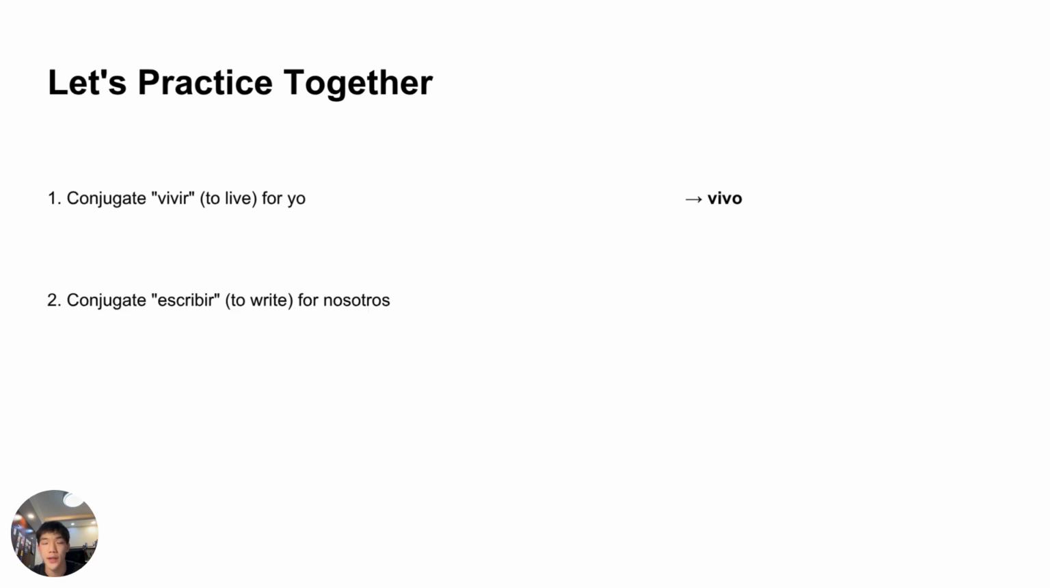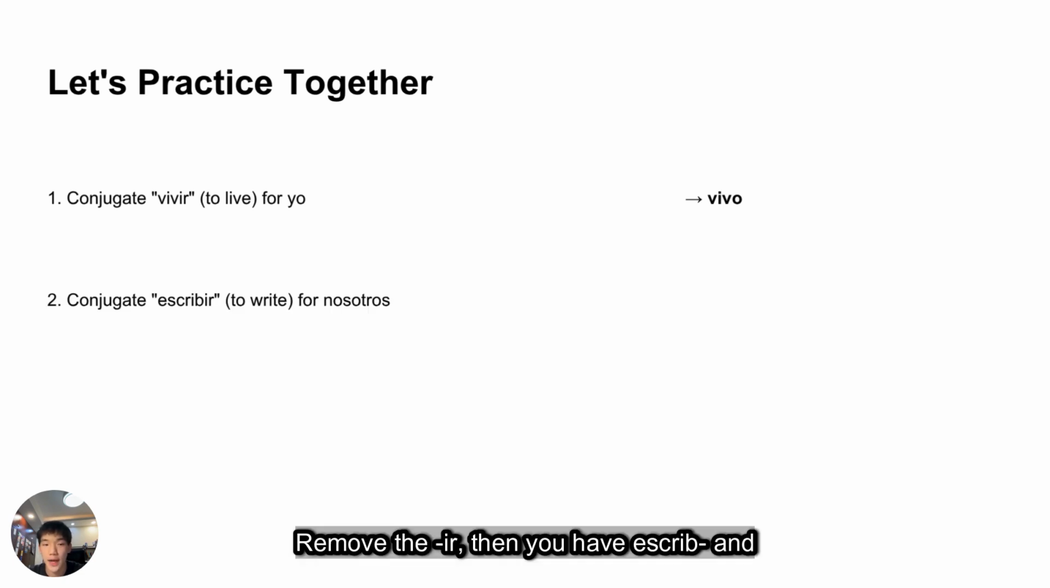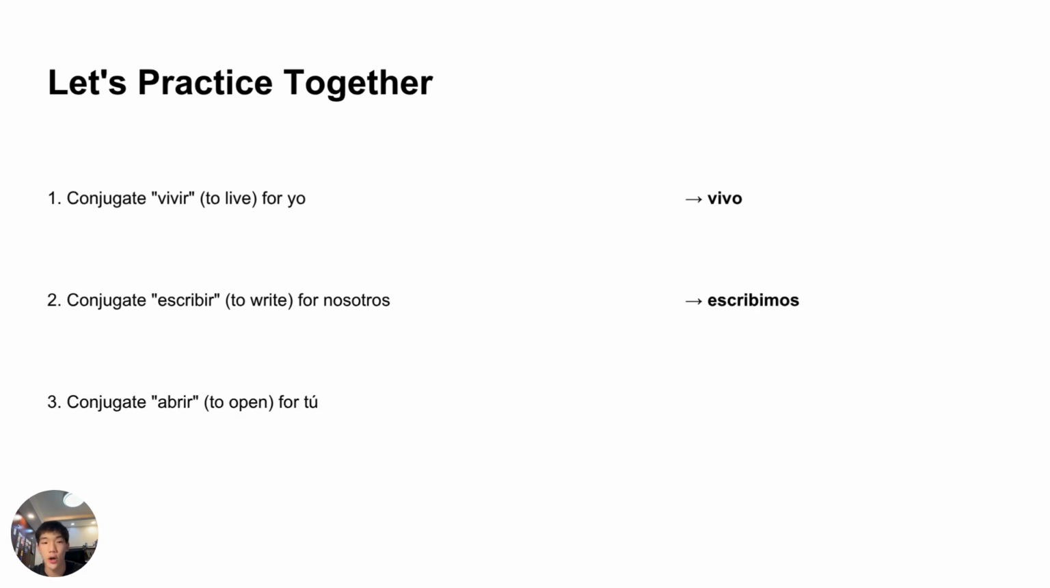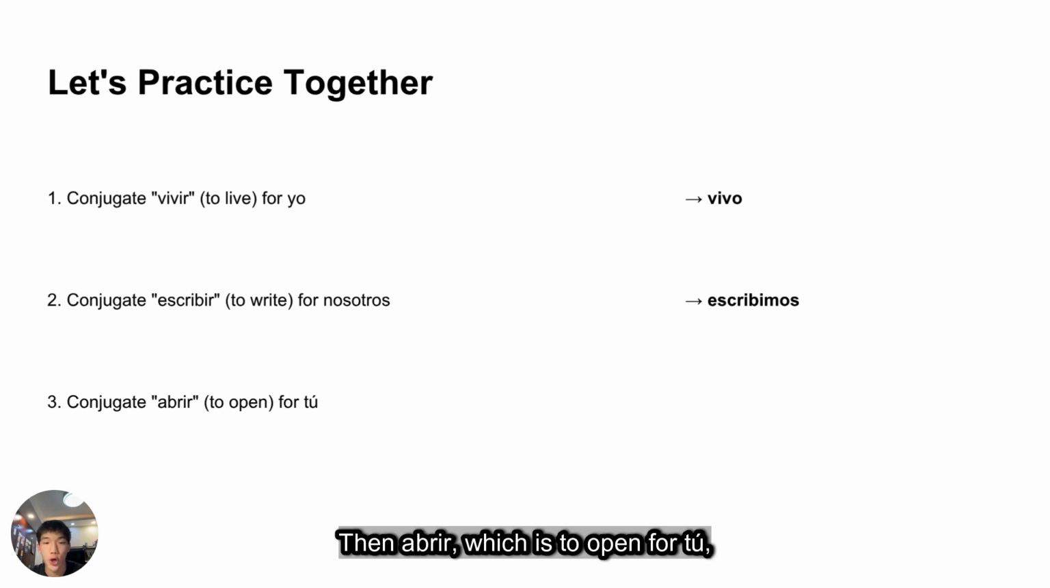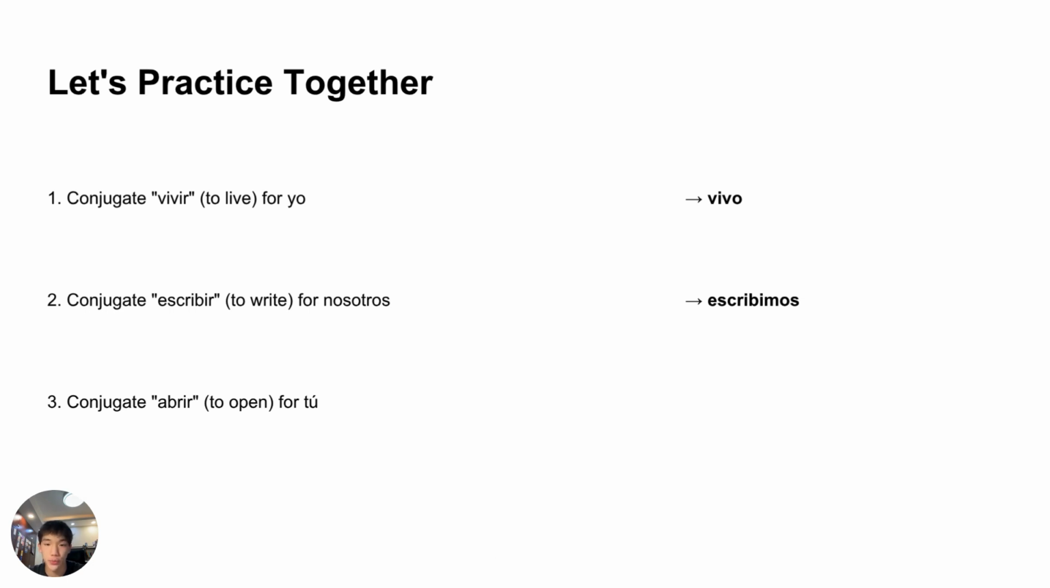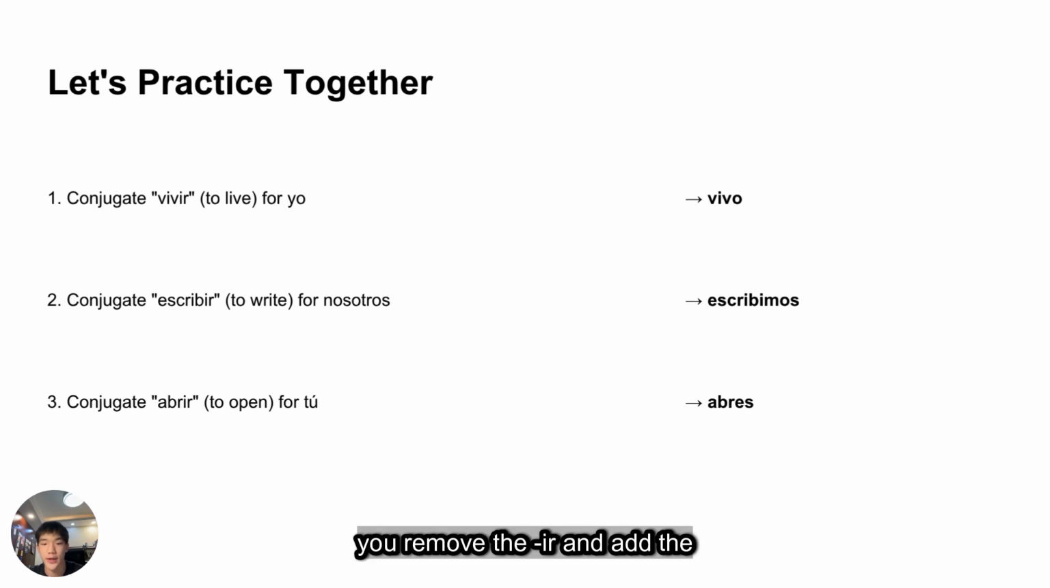Let's practice together. Vivir, which is to live, for yo, or I. Vivo, remove the IR and add the O. Escribir, to write, for nosotros. Remove the IR, then you have escrib, and then you add the nosotros ending, which is escribimos. Then abrir, which is to open, for tú, you. Abres, you remove the IR and add the ES.